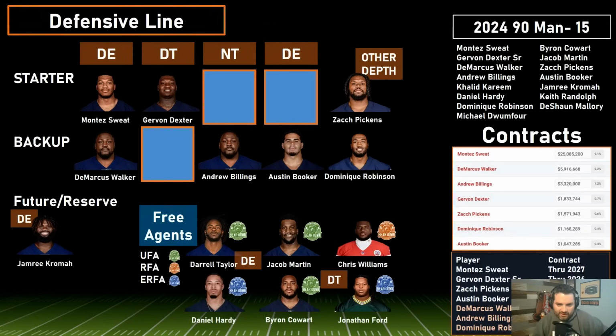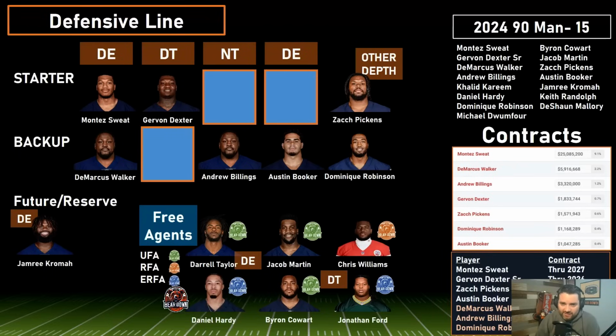So Daniel Hardy, Jonathan Ford, exclusive rights to them. Daniel Hardy actually played phenomenal. His average depth of target was negative. So his depth of tackling, average tackle was behind the line of scrimmage. So he had a great preseason too. I think he was misused. He was not handled properly. He was not played enough.